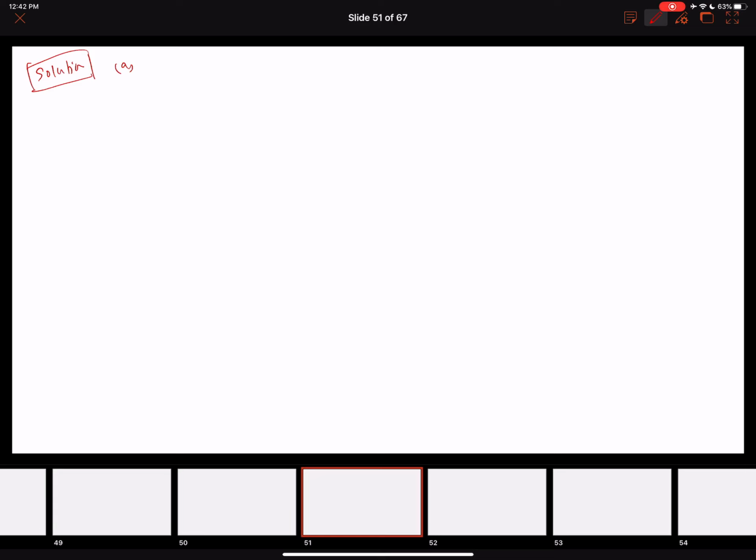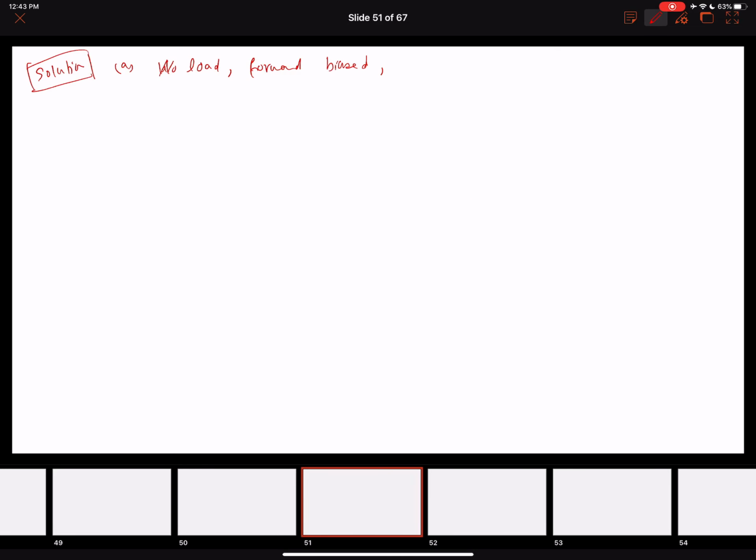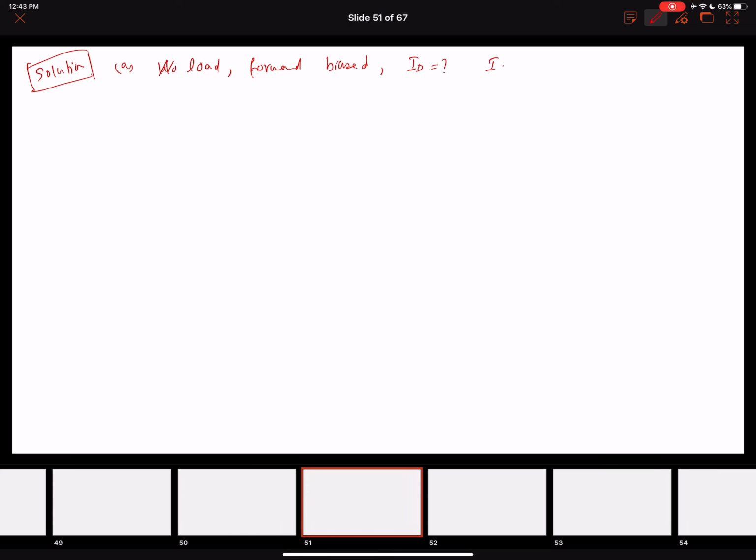In the A part, no load is attached, and the diode is forward biased. We can see that in the circuit. It is connected to the 10 volt supply. So let's find the diode current, let's find this I. In this example, the same current is going to flow through the resistance and through the diodes as well. Over here I is equal to ID. So let's find ID.